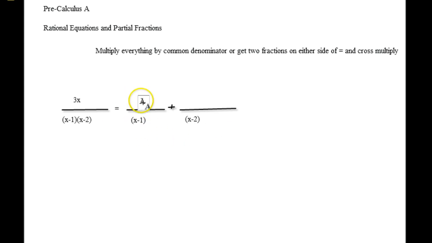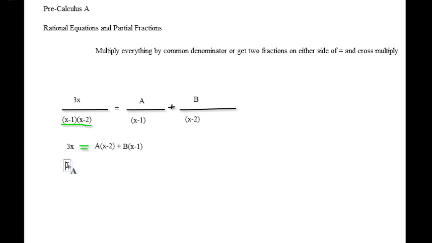However, we don't know what the top part's going to be, so we're going to just come up with names for it. Now what we're going to do is multiply everything by the common denominator, which is just x minus 1 times x minus 2. So we get 3x over here. Over here we get A times x minus 2, because only the x minus 1 and the x minus 1 cancel out. And then the B would have the x minus 1.